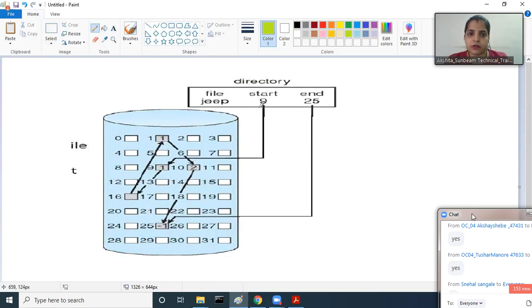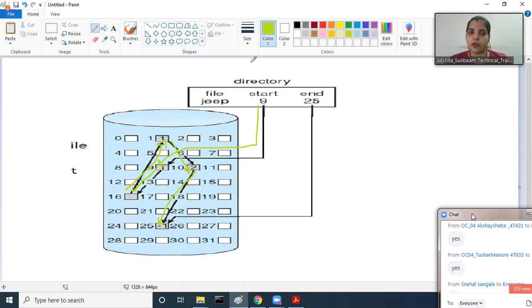So it will first go to the 9th block. Please observe, this is the 9th block. Next, it will go to 16. Next, it will go to 1. Next, it will go to 10. Next, it will go to 25, which is -1.